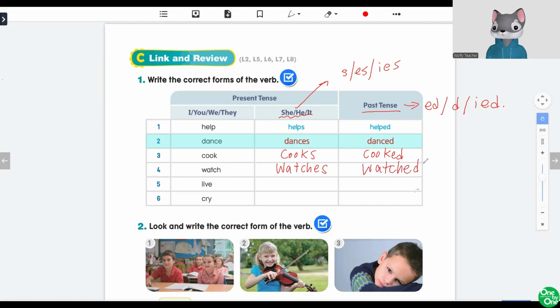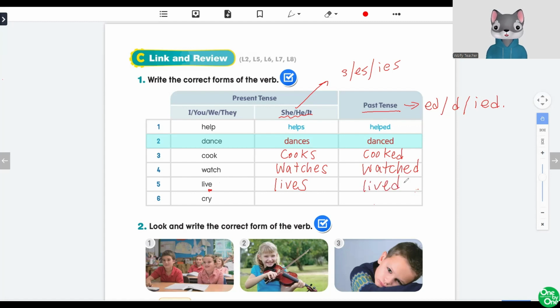Now, next one, if it's the past tense, just plain old ED. Watched would be fine. Next one, live. Now, this one, because it ends with an E, if it's for present tense, we only need to put a, that's correct, S, which means lives. If it's the past tense, we only need to put a D, which means lived.